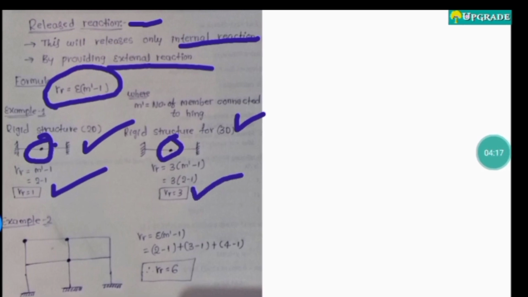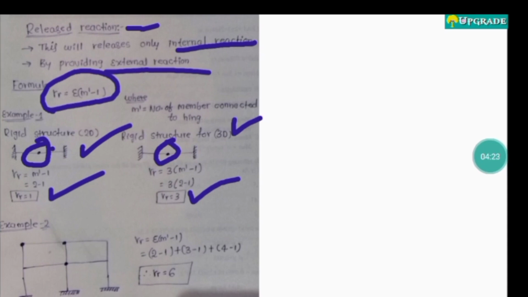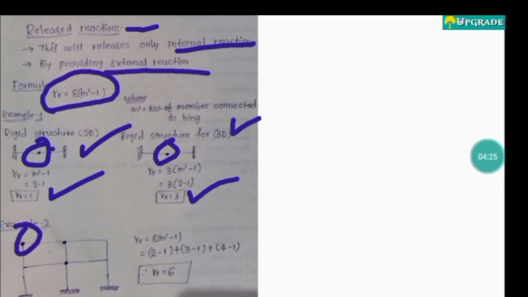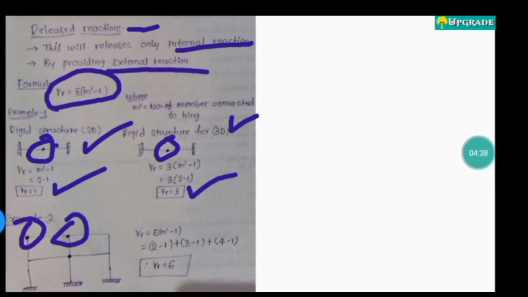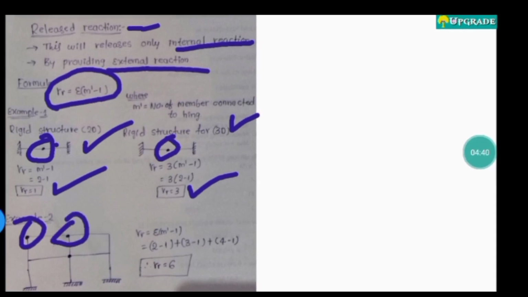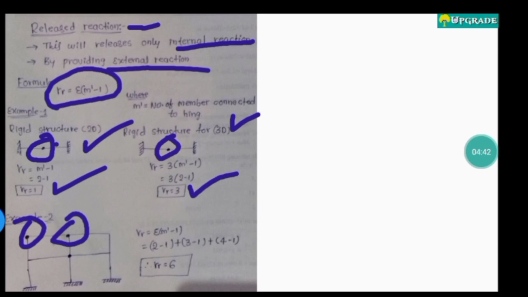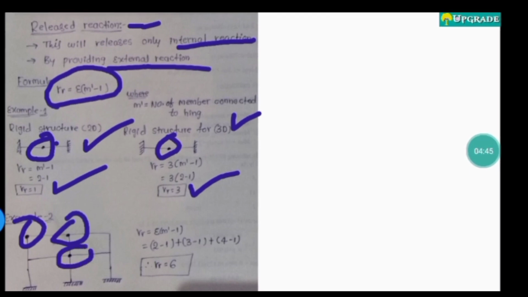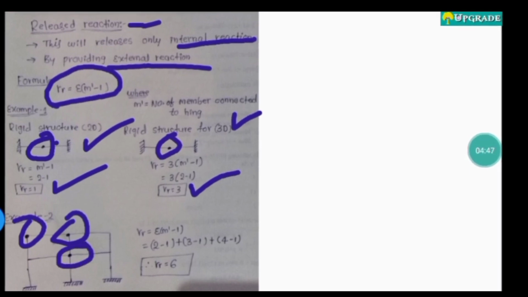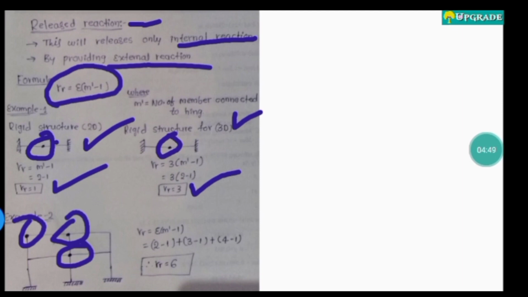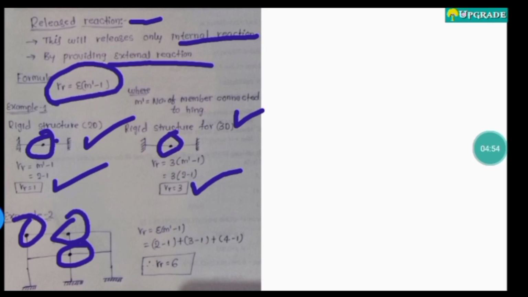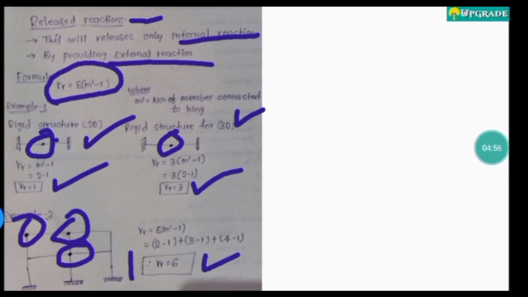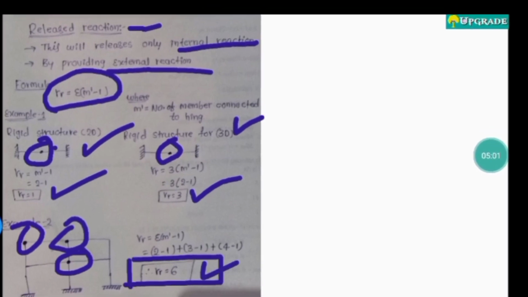Example 2: in the frame we have 3 hinges. The first hinge is connected to 2 members, so that is 2 minus 1, plus this hinge connected to 3 members, so that is 3 minus 1, and this hinge connected to 4 members, so that is 4 minus 1. So 2 minus 1 is 1, 3 minus 1 is 2, and 4 minus 1 is 3. 3 plus 2 is 5, 5 plus 1 is 6. So released reactions is 6 for this example.